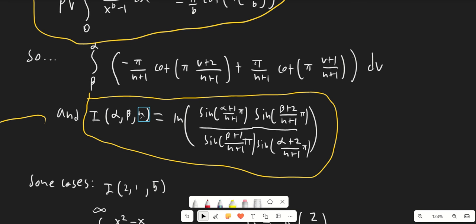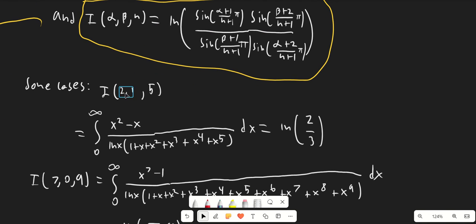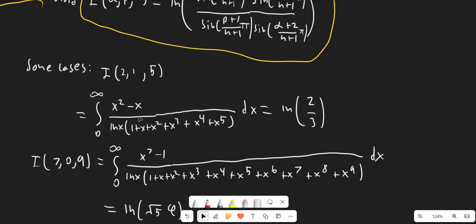But we are not done because there are a lot of really cool special cases of this integral. So let me show you those. We have natural log of all these sines of alpha plus 1, beta plus 1, beta plus 2, and all that stuff. If we plug in 2, 1, and 5, which is, I don't know, pretty nice just seeing all the numbers up to 5 right here, we get x squared minus x over ln x times 1 plus x squared plus x cubed plus x to the 4th plus x to the 5th, and we get a nice little rational argument here, natural log of 2/3.